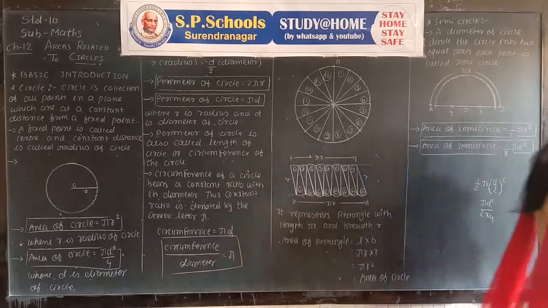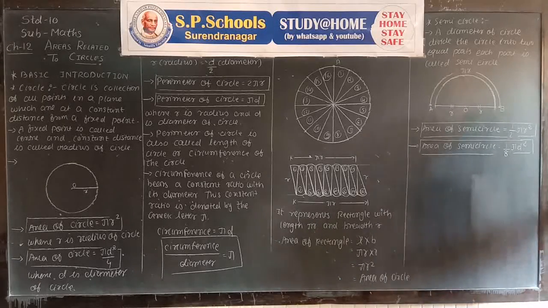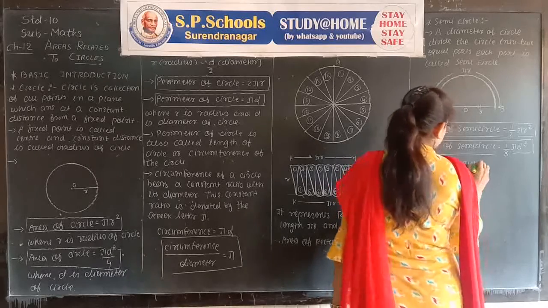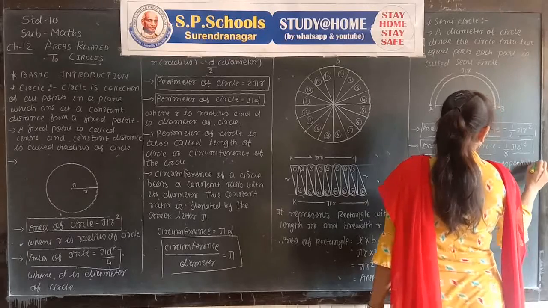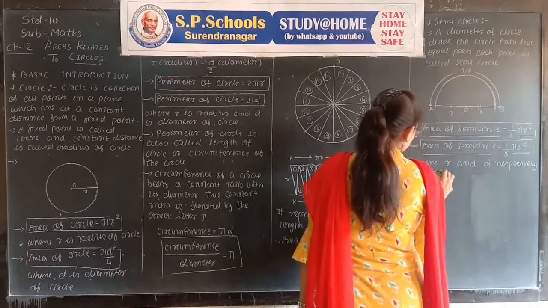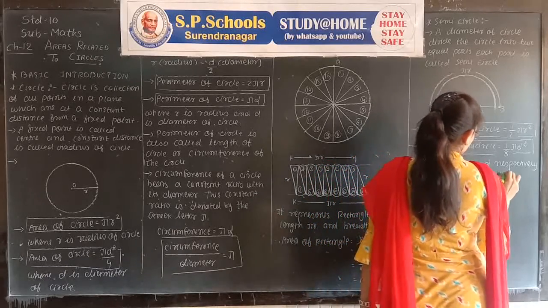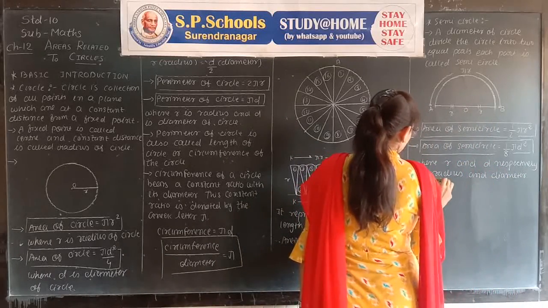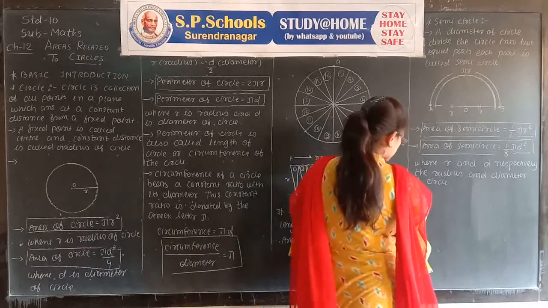Now, what is R and what is D? R is the radius of the circle and D is the diameter of the circle, respectively the radius and diameter of the circle. Completed. Now, the perimeter or circumference.